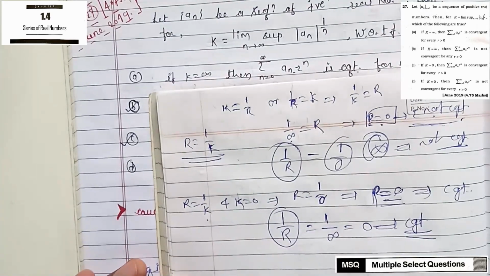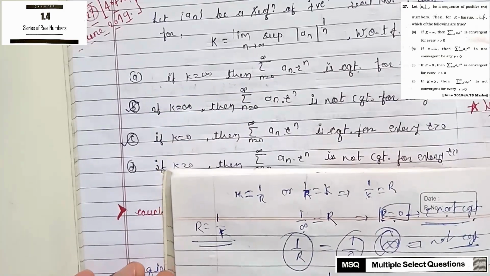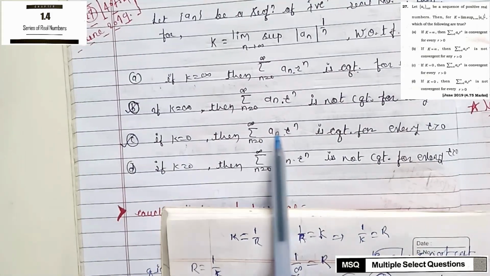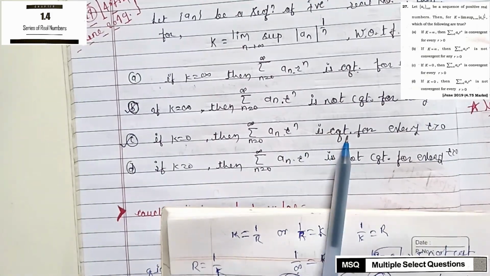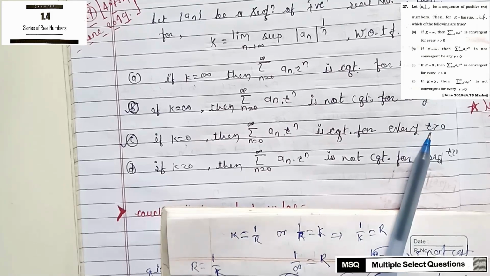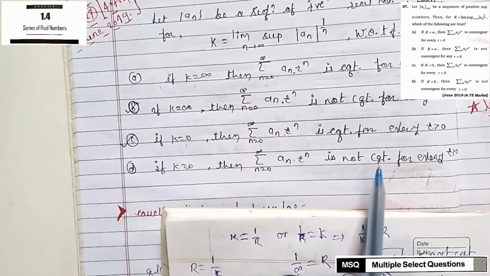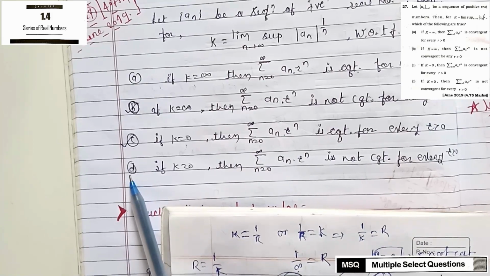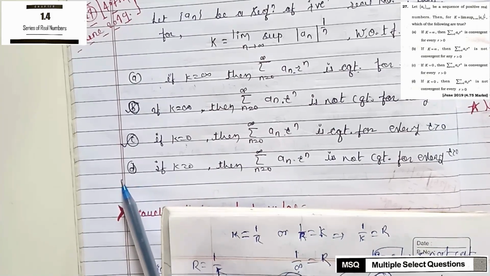It is very easy to explain here that we can solve this question just by observation. When k is 0, then we say that the series a_n r^n is convergent for r greater than 0. So option C is correct. And D says it is not convergent, so option D is wrong. D is discarded over here.